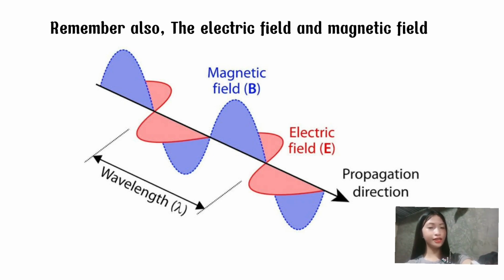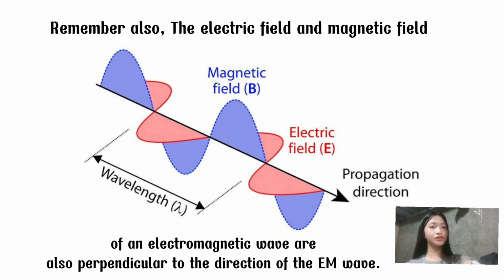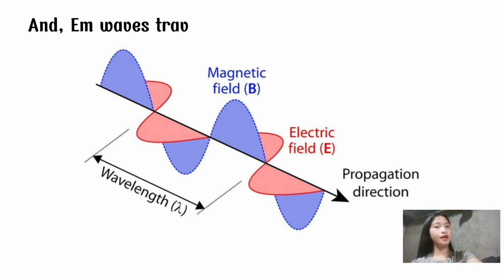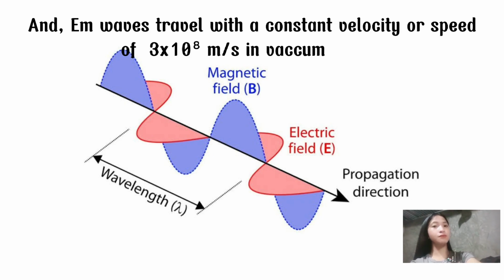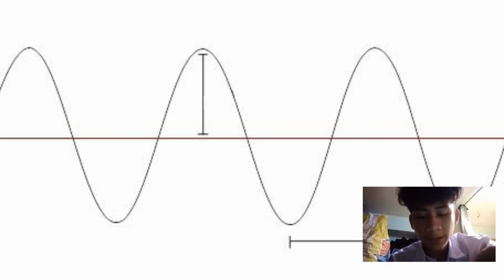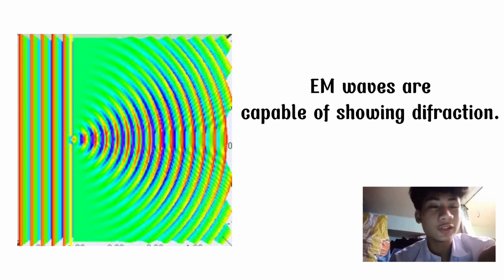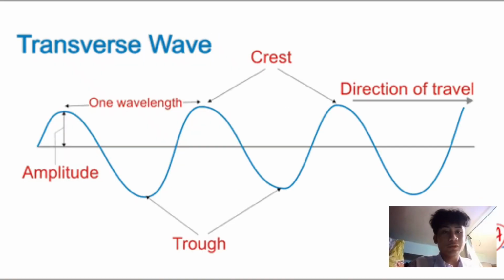Remember, also, the electric field and magnetic field of an electromagnetic wave are perpendicular to the direction of the EM wave. An EM wave travels with a constant velocity or speed of 3 times 10 to the power of 8 meters per second in a vacuum space. Waves are deflected neither by the electric field nor by the magnetic field. However, they are capable of showing diffraction. EM waves are transverse waves.